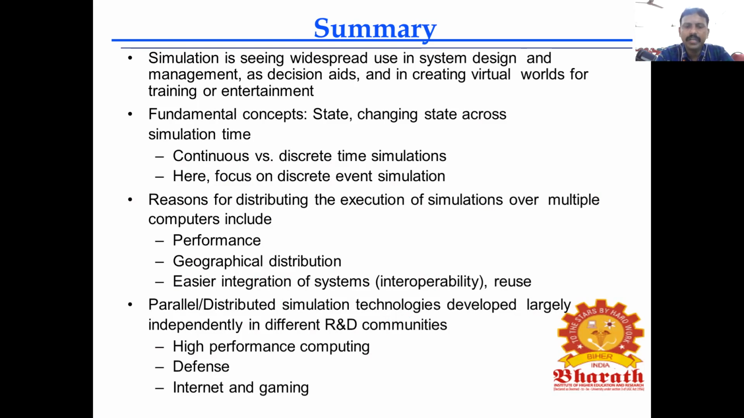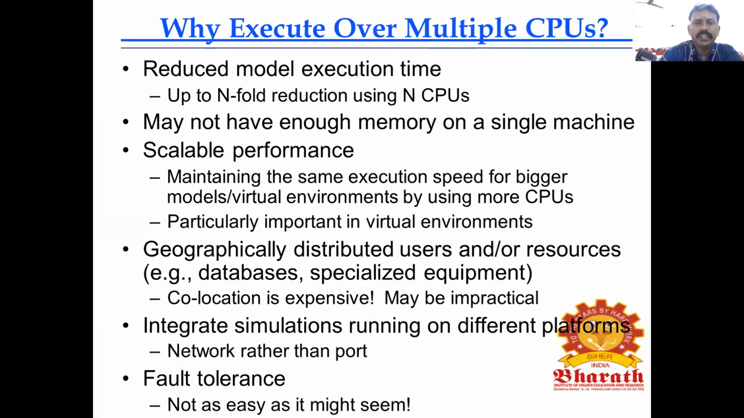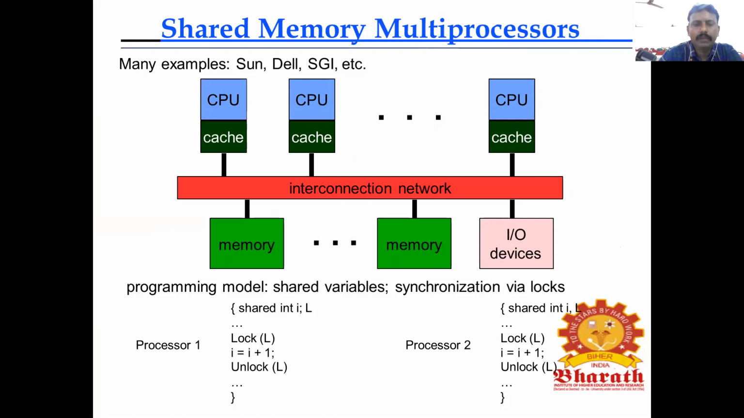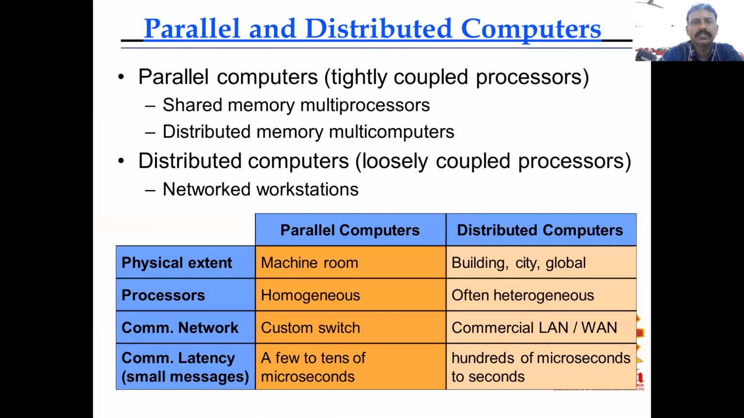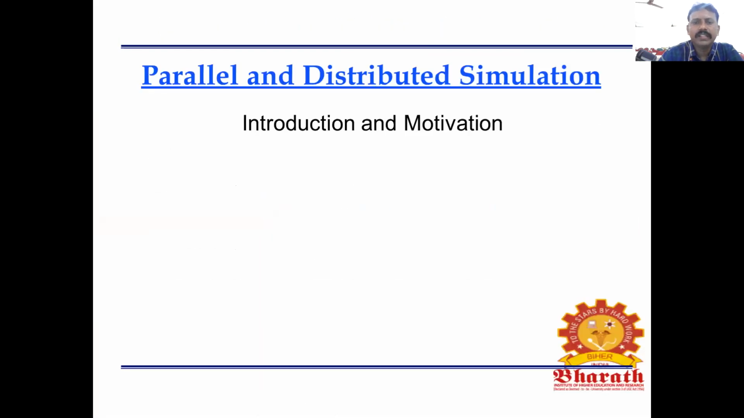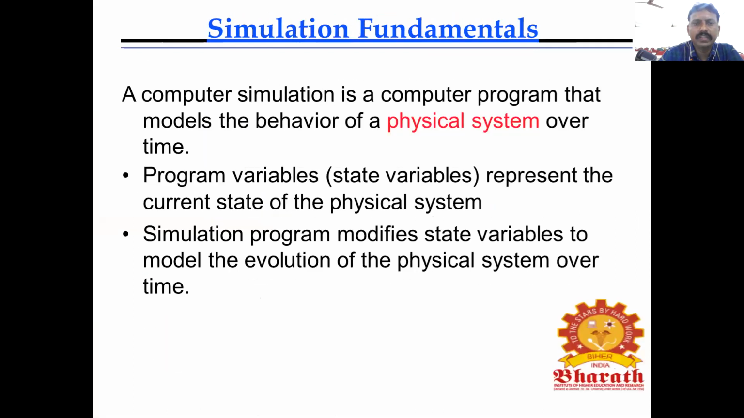Parallel and distributed simulation technologies were developed largely independently in different R&D communities, like high performance computing, defense, and internet and gaming. Any queries? Each and everything should be there: shared multiprocessor, distributed multiprocessor, and parallel and distributed computing. Under these simulation topics, we have so many things.